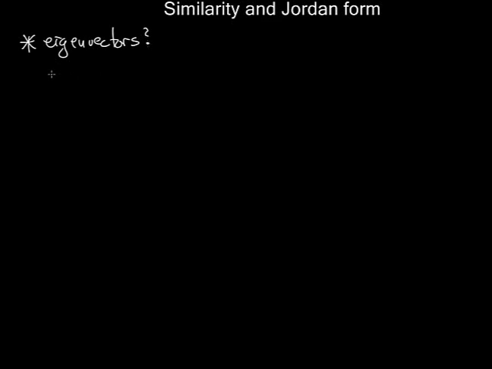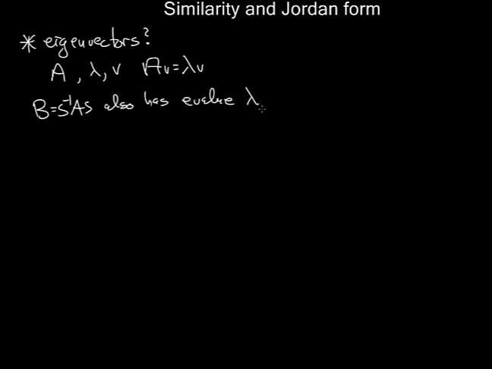Well, what about the eigenvectors? They have the same eigenvalues. Do they have the same eigenvectors? Well, let's see. Suppose Av is equal to lambda v. And now I have this new matrix S inverse AS. It also has eigenvalue lambda. How do I find an eigenvector for it? Well, it's easy to see it's not just going to be v. That wouldn't make much sense.